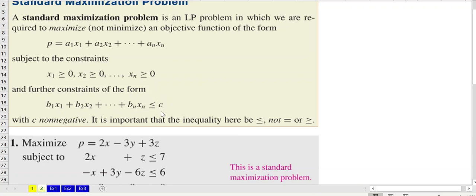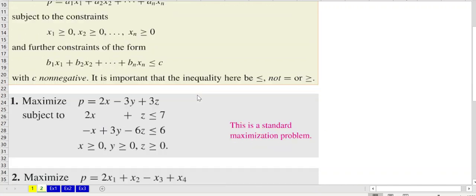The key is right here. The inequalities have to be less than or equal to, and this C value on the right-hand side must be positive, right? So C is non-negative, which means it could be 0. Non-negative means that C could be positive or 0. And it is important that the inequality be a less than or equal to sign, not equal, not greater than or equal to. So let's just take a look at a few examples.